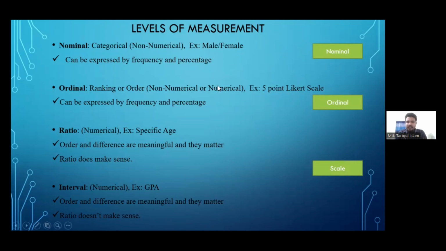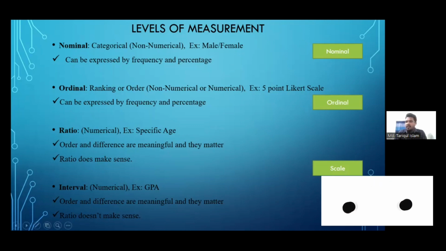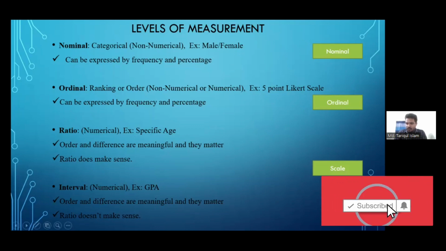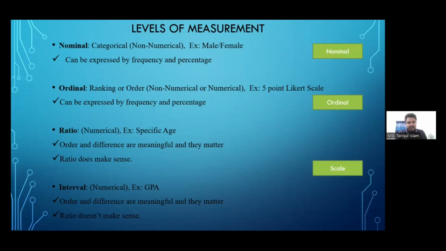For example, male and female, and this can be expressed by frequency and percentage. If you collect the data for 200 people, you can get how many of them were male, how many were female, and what the percentage was. So it can be expressed by frequency and percentage. And just don't look at the green highlighted word right now; we'll be coming to this. The second is ordinal.